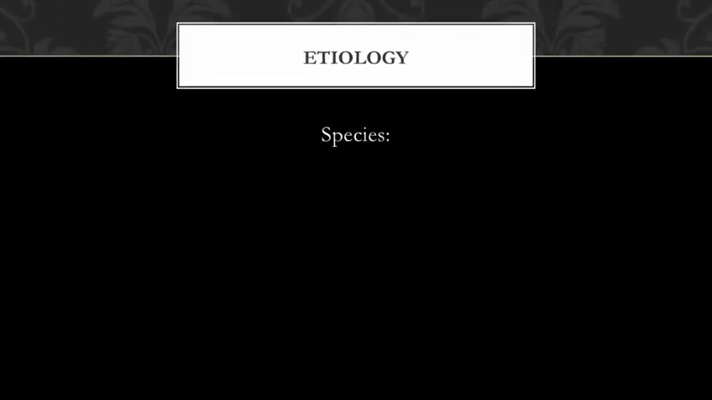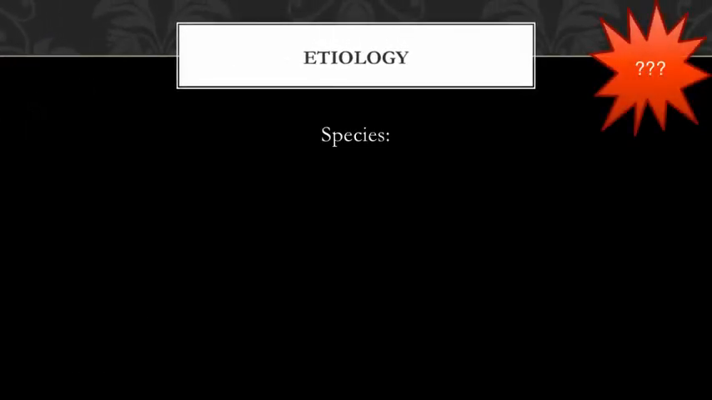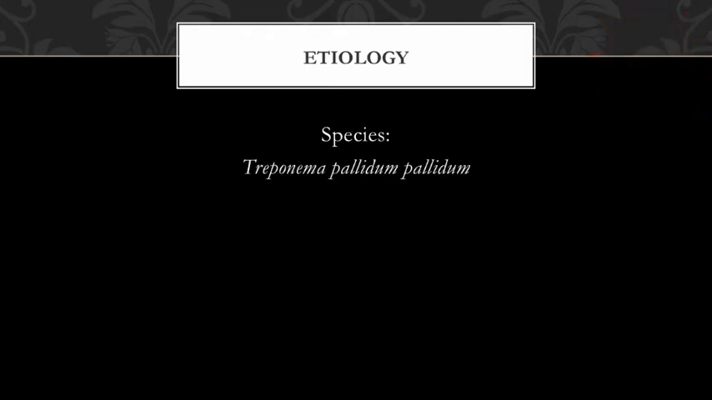Here we go. The etiology of syphilis. Do you remember the bacteria that causes syphilis? Syphilis is caused by a bacteria called Treponema pallidum pallidum. Now, this guy is easy to recognize in pictures because he is shaped like a spiral.